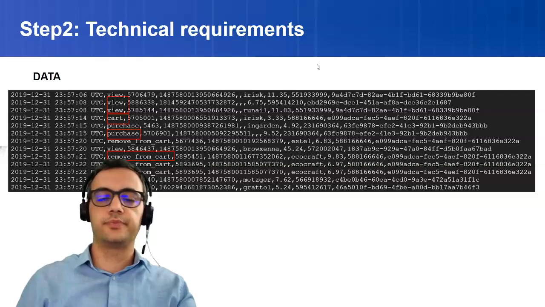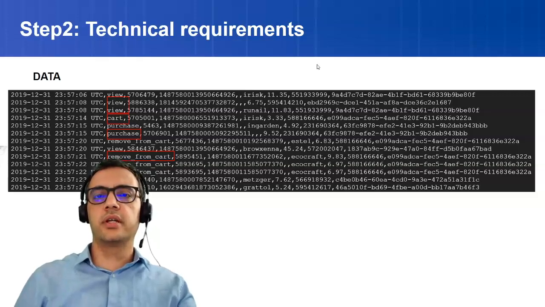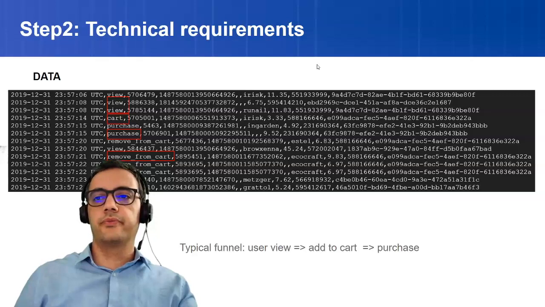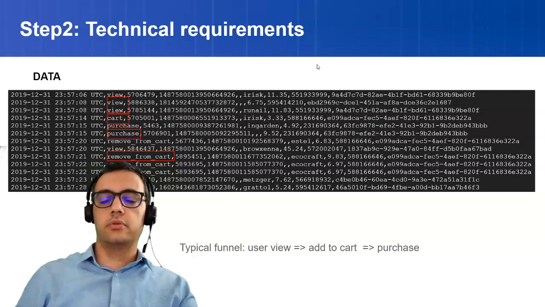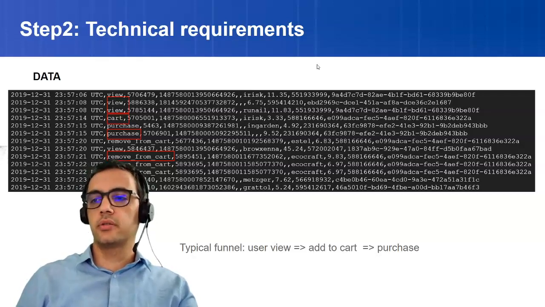if the subscriber removed a product or an article from the cart itself. So the basic funnel is about view, then the user adds this product to the cart, then purchases this product.